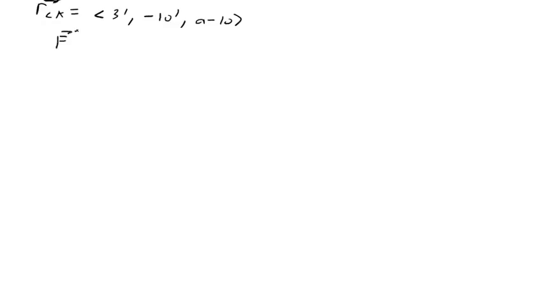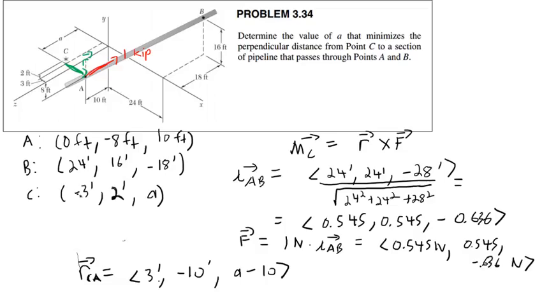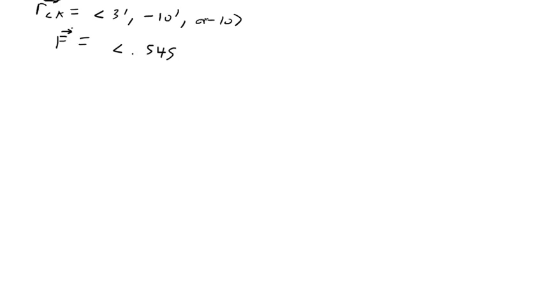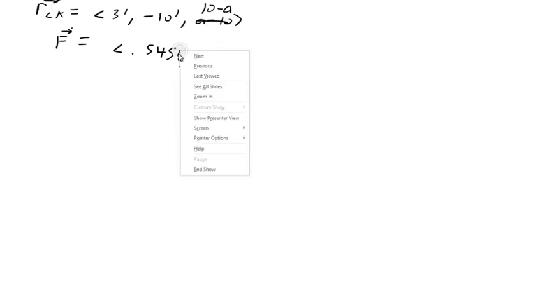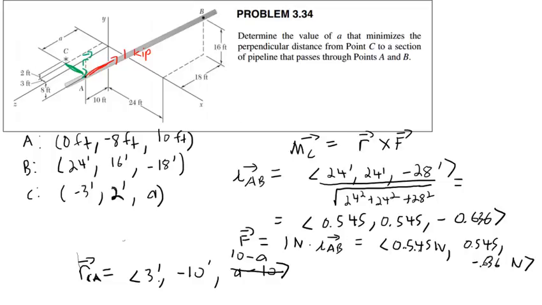And I know the force vector is equal to 0.545 ... CA. So from C to A. Oh, actually, you know what? You're right. It should be 10 minus A. Thank you. 10 minus A, and that's kips. Oh, you know what? These should all be in kips. Sorry.